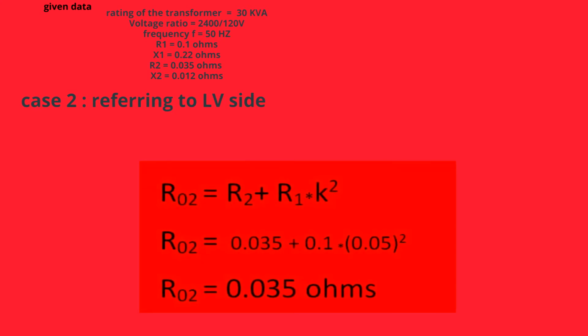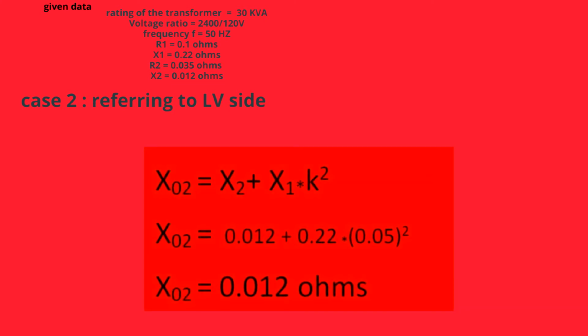Similarly, case 2, referring to low voltage side. According to this problem, the low voltage side is the secondary side. Therefore, we need to find R02. We know the formula R02 equal to R2 plus R1 into K square. After substituting the values of R2, R1 and K, we will get R02 equal to 0.035 ohms. Similarly, we will find the secondary equivalent reactance X02. We know X02 equal to X2 plus X1 into K square. Substituting the values of X2, X1 and K, we will get X02 equal to 0.012 ohms.